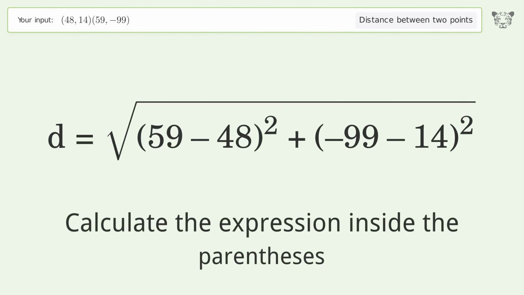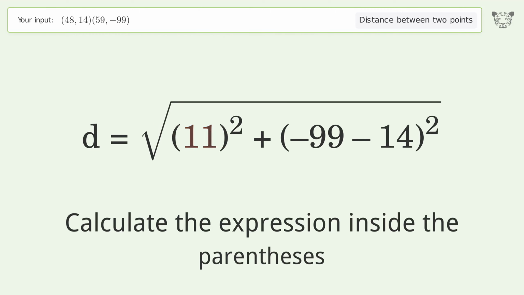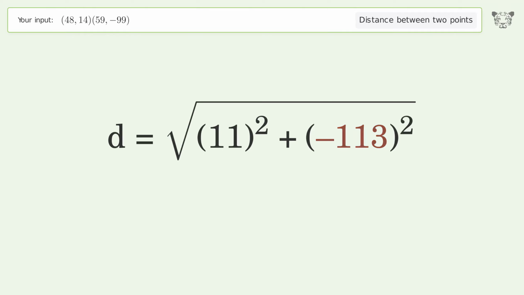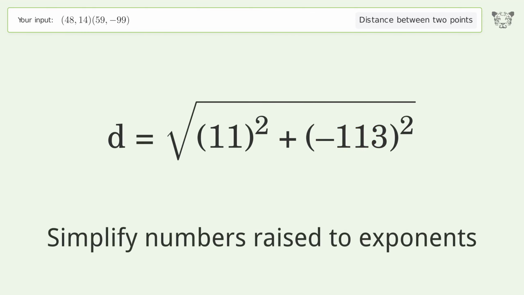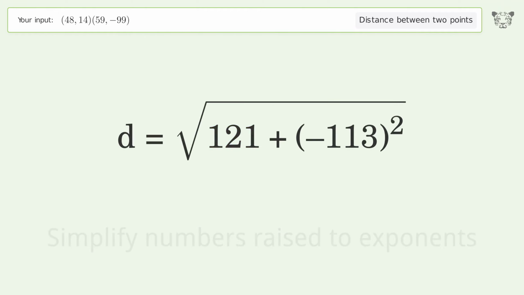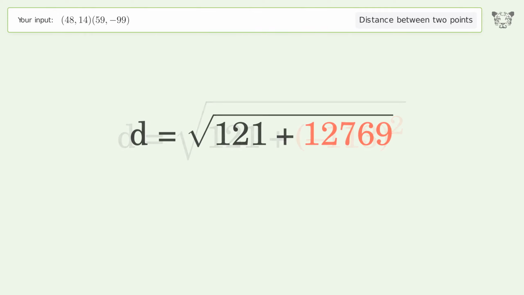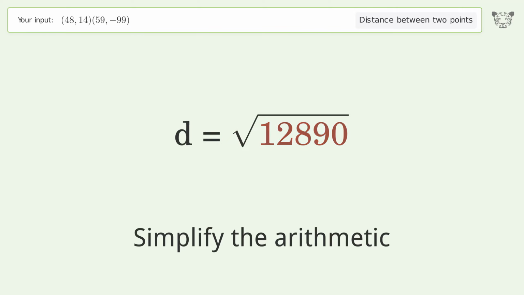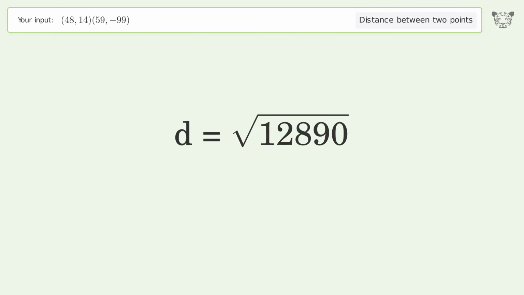Calculate the expression inside the parentheses. Simplify numbers raised to exponents. Simplify the arithmetic. And so the distance between the 2 points is the square root of 12,890, or 113.534.